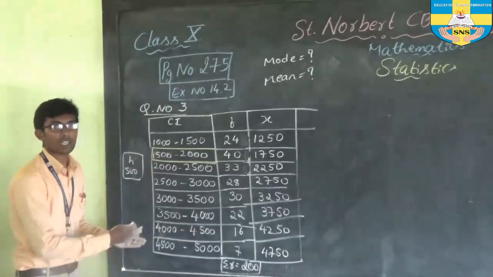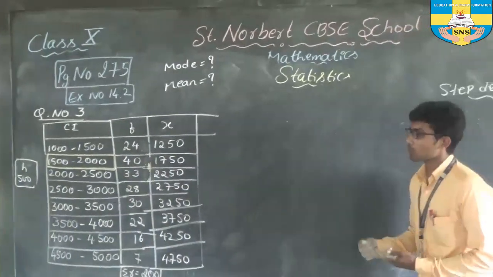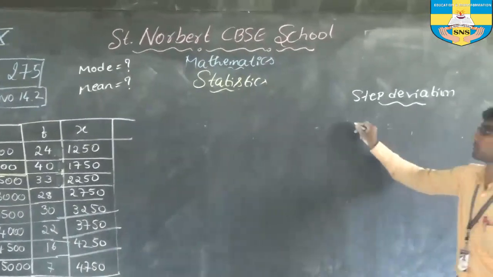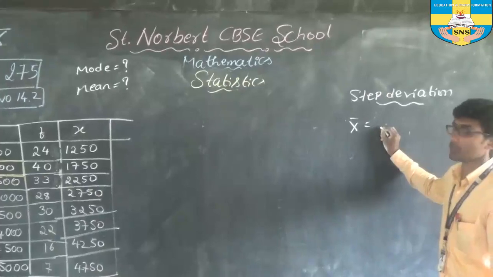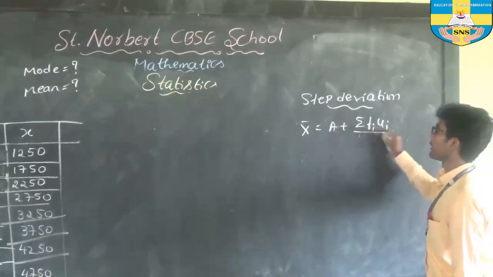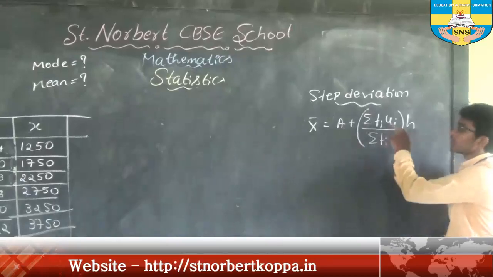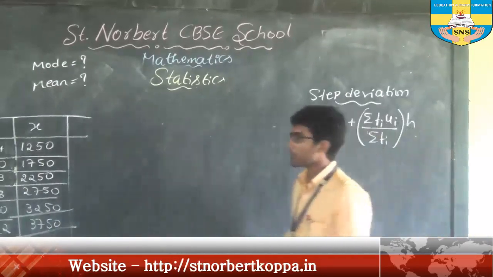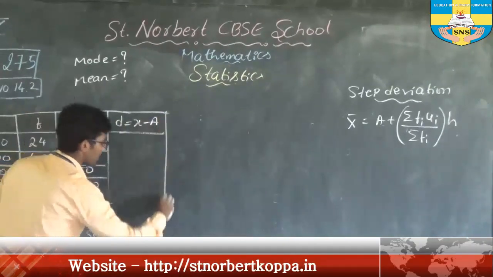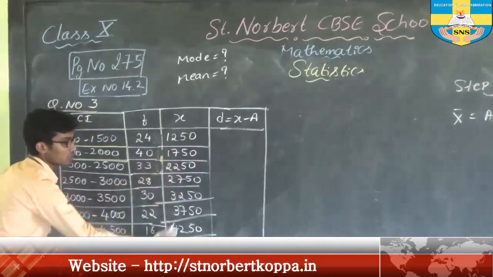If you have doubt, you can do the calculation in rough work and then compare these values. Now, can you guess the next step? The next step, if you are solving the problem by step deviation method, x bar is equal to a plus summation of fi ui divided by summation of f, into h. I want u. If you want u, you need to calculate d first. d is equal to x minus a.